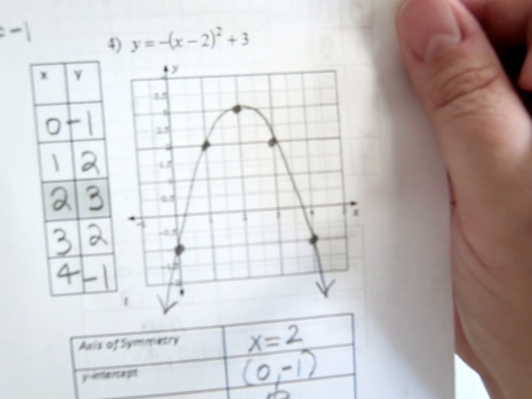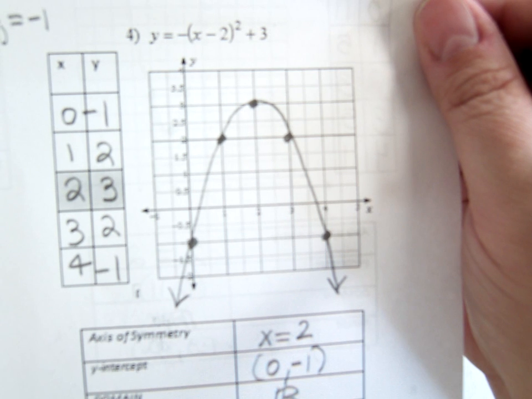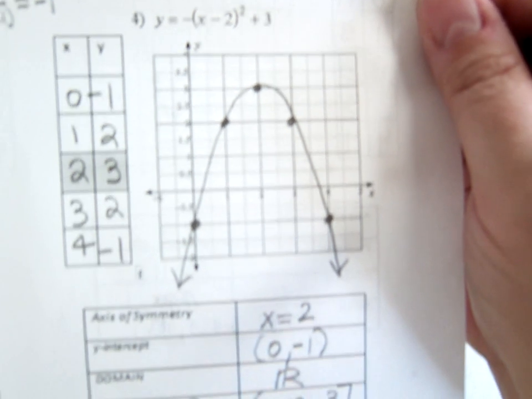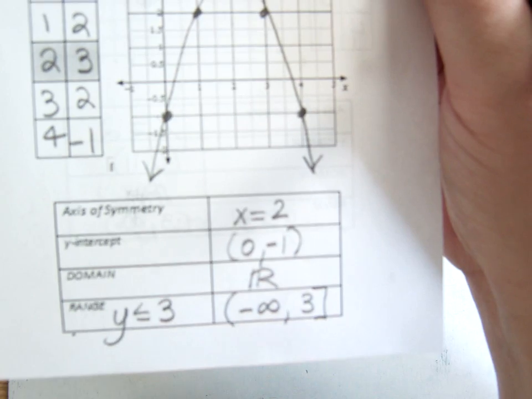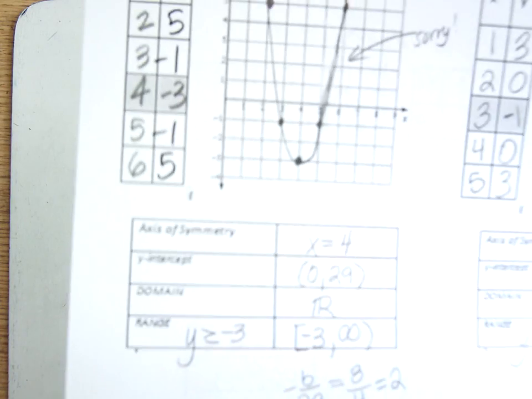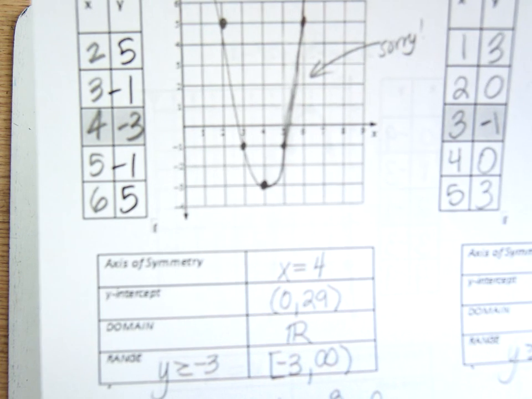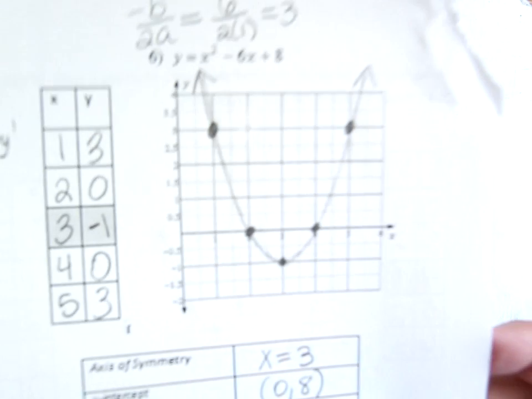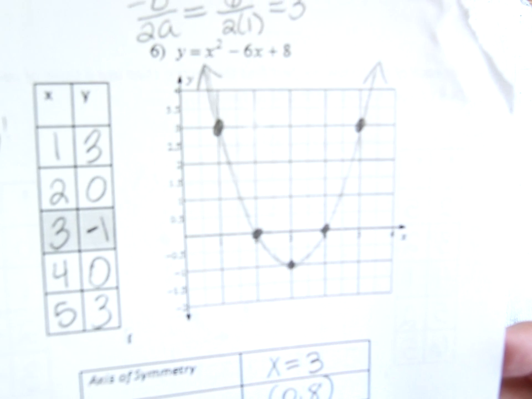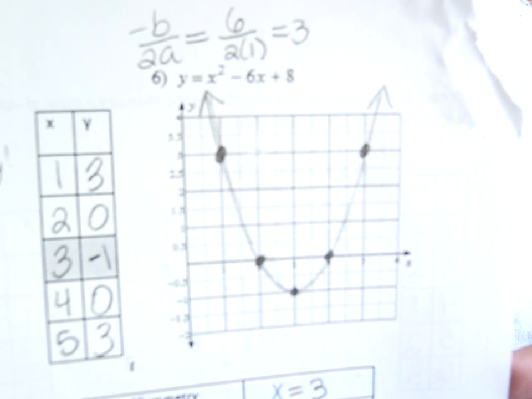And here's number 4. That one's in vertex form, so very easy to find the vertex. And on the back, number 5. Here you go. I said sorry on this one because it's a little bit funky on the parabola. And here's what we should have. Number 6 is another one in standard form, so you had to actually plug into -b over 2a to get the vertex, and you can see that up at the top.